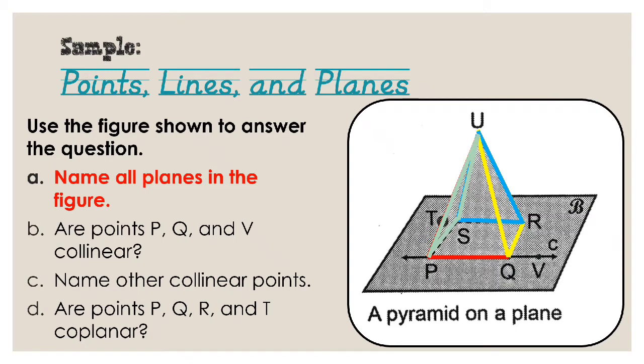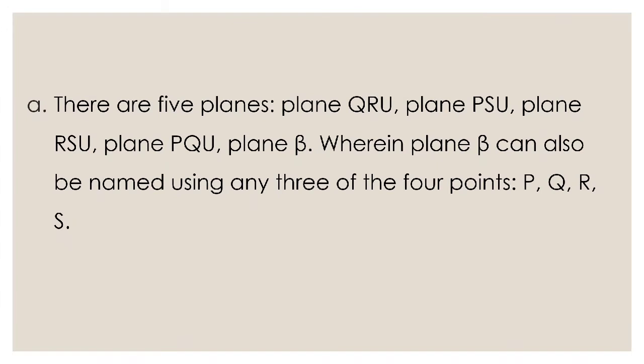So there's one more left. Who can name it? So what is the name? Yes, that's the plane beta. Okay, so did you get it all? Let me just repeat the answers. So we have 5 planes: the plane QRU, plane PSU, plane RSU, plane PQU, and plane beta, wherein plane beta can also be named using any 3 of the 4 points P, Q, R, and S. Okay? So that's it for task A.